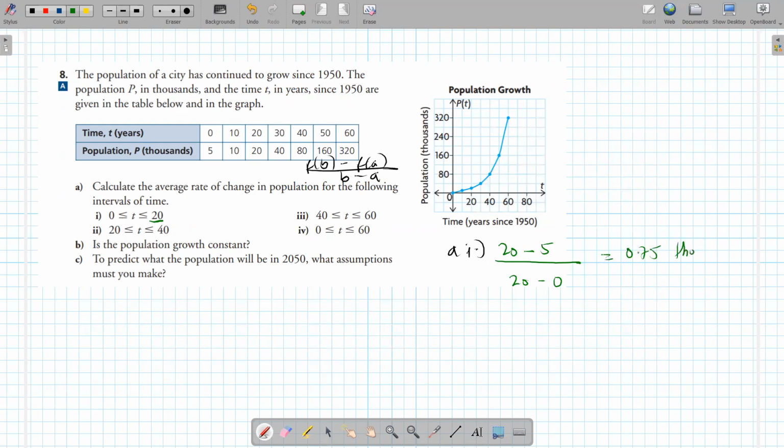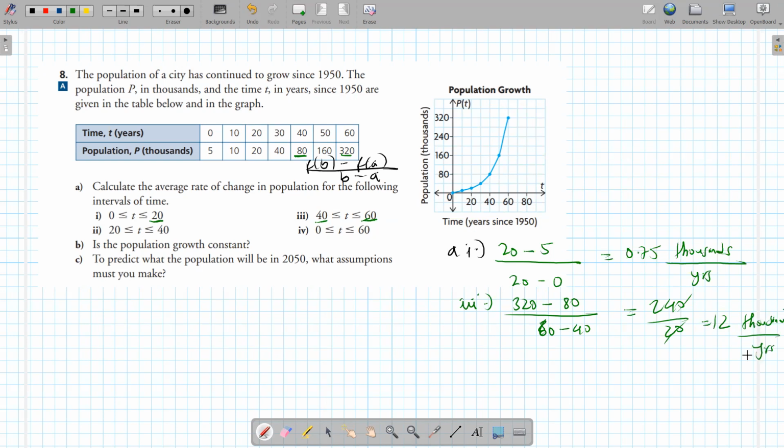And the unit is 1,000 people, or thousands, per year. Let me just do one more. For III, the third one, the y value at 40 is 80, minus the y value at 60 is 320. I flipped it. It should be f(b) first. So the y value at 60, 320, minus the y value at 40, 80, divided by 60 minus 40. That's 240 over 20. That's 12, or 12,000.